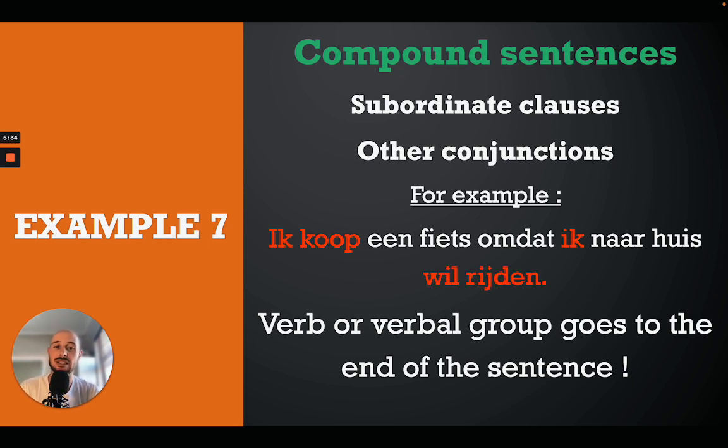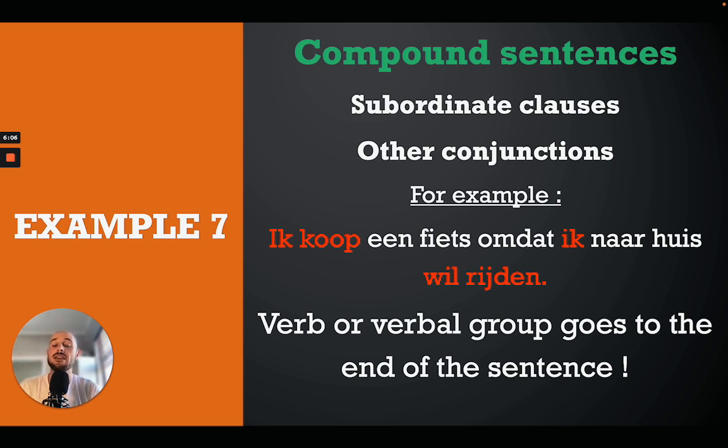And if we have that, then basically something completely changes. Our subject, as you can see, we still write it after the conjunction, after omdat. However, our verb or our verbal group is going all the way to the end. As you can see, wil rijden. Omdat ik naar huis wil rijden. Right? Now, why do we write wil in front of rijden? Well, wil is our auxiliary verb, so it guides our infinitive. Want to drive. Simple as that.